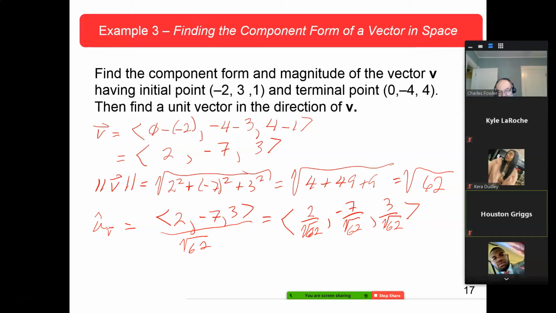Well, it should work out that way, because if you were to square each of these and add them together and then take a square root, if I could get my pen to show up somewhere here. There it is. Okay. Square this, you get 4 over 62, and this would give you 49 over 62. 4 and 49 would be 53 over 62. Square this, you get 9 over 62.